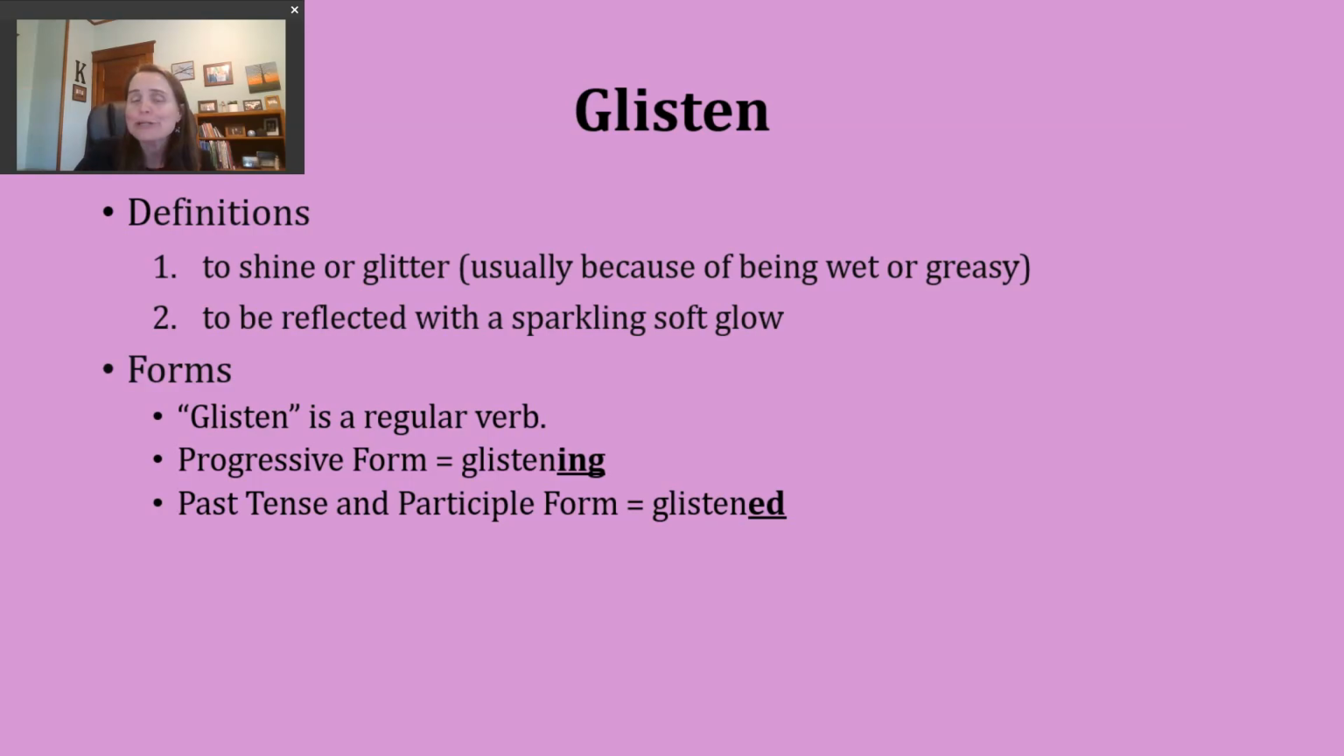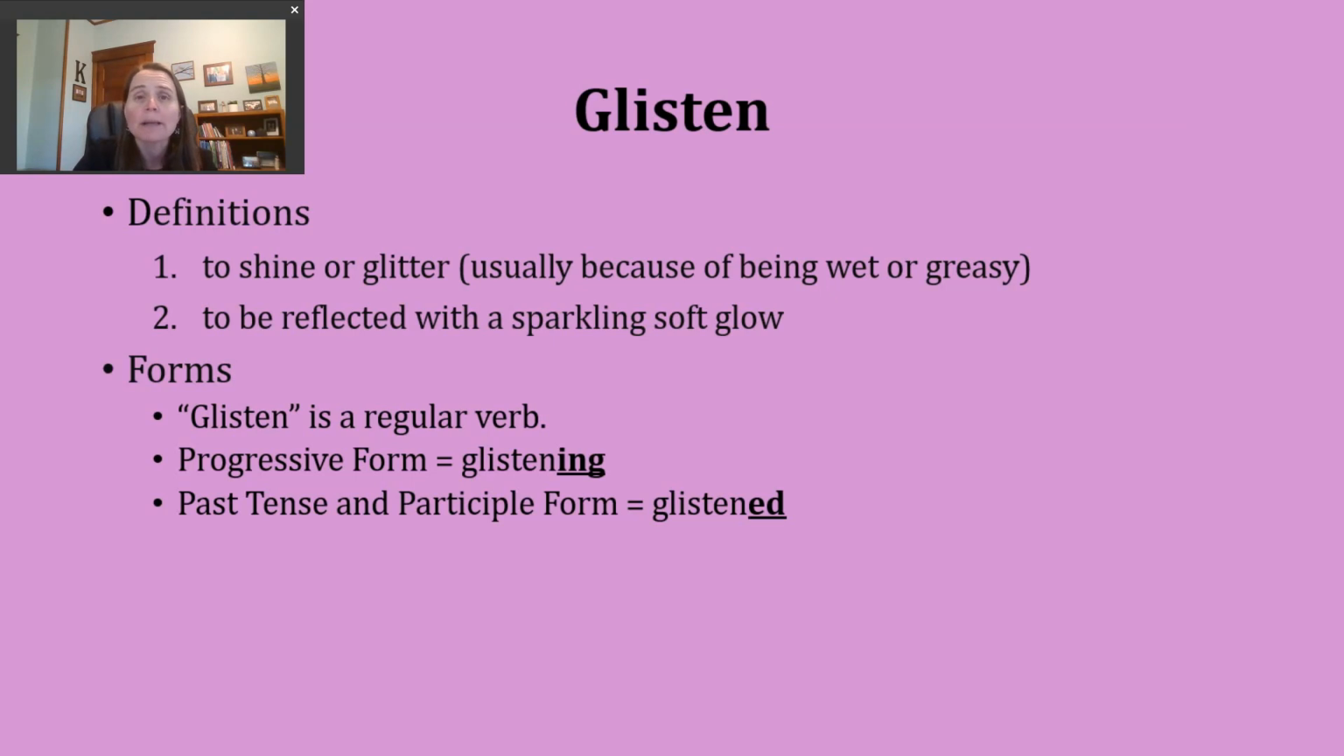For now, you should know that glisten is a regular verb. If you want to form the progressive of this verb, all you need to do is add ing, and that forms glistening. The past tense and the participle form of our verb can be made by adding ed.